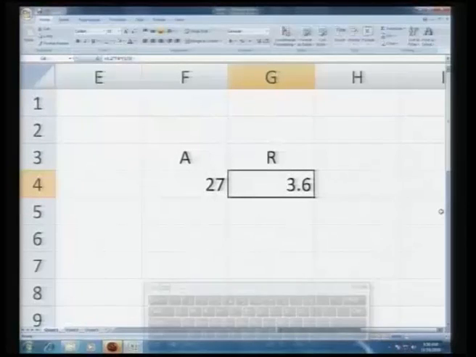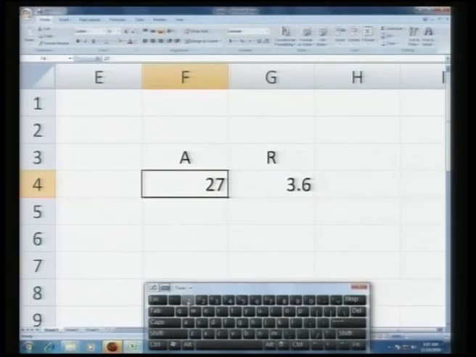You can see in the Excel sheet, there is a value 27 below capital A, and below that capital R is 3.6. I have already put a formula there, and what it is doing is taking whatever value is in the cell below capital A as the mass number and calculating 1.2 times that mass number to the power 1/3. For example, suppose I put 1 here. What happens? It should be 1.2. You can see it is 1.2, so 1.2 times 1 to the power 1/3.